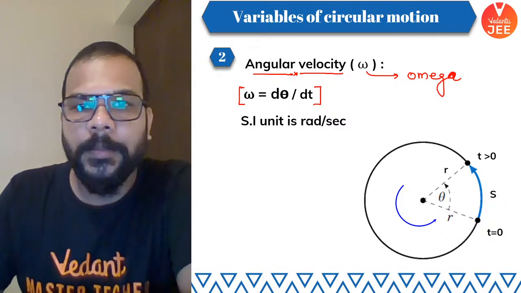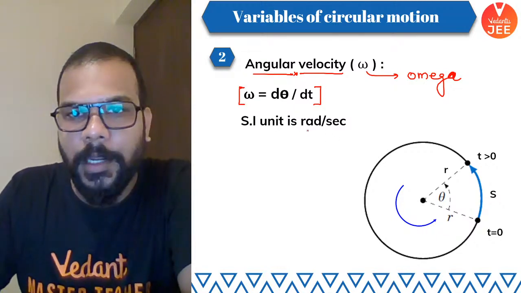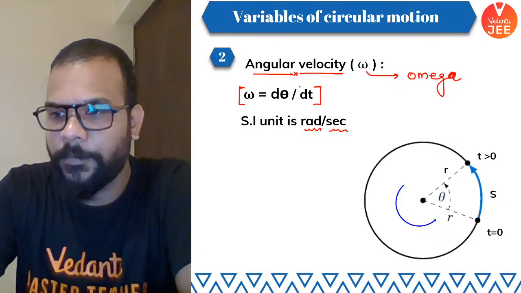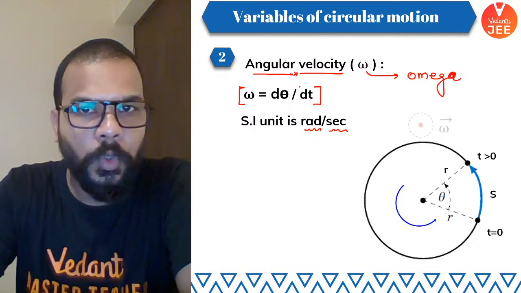Then we will say that the rate at which that is happening is called the angular velocity, and its SI unit is going to be radians per second. Okay, perfect, very good.